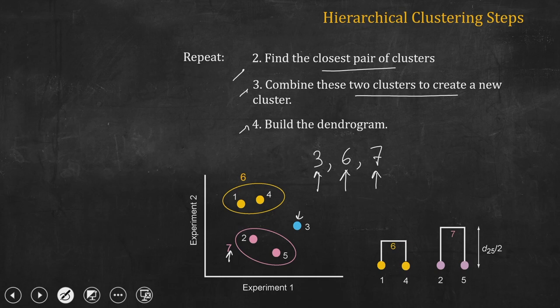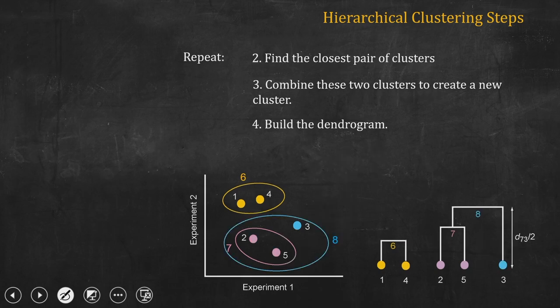So, I will combine these two closest pair to create a new cluster and add that to the dendrogram. So, if you visually look at it, possibly D 3 and 7 or D 7, 3, whatever you say, is the closest one, maybe the minimum one. So, that means I have to fuse these two to create a new cluster, and that is what I have shown in this slide. So, I have fused cluster 3 and cluster 7, which itself is made up of 2 and 5, to create a new cluster, cluster 8. And I have put that clustering on the dendrogram.